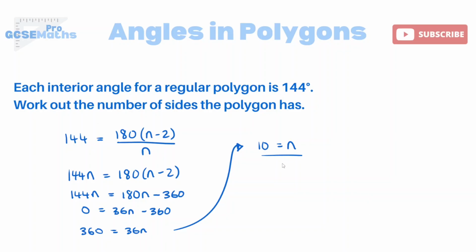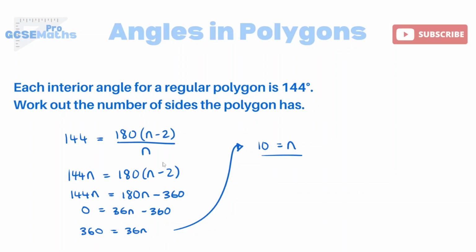If they ask you whether something is possible, they say this is the interior angle, is it possible? You're looking to get a whole number. Obviously, you can't have a decimal number of sides. It can't be like 2.5 sides, can it? It has to be a whole number of sides. So your n value should always come back as a whole number.